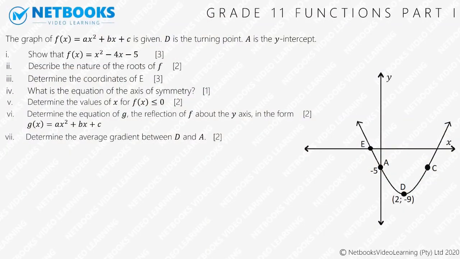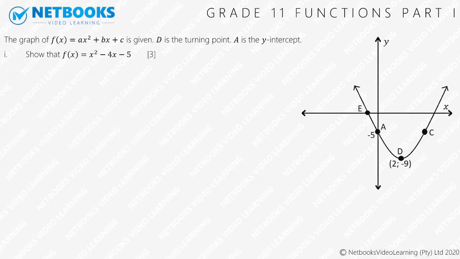Now, let's apply everything we've covered on parabolas to a question. We're given the graph of a parabola with 2 points indicated, the turning point and y-intercept. We're asked to show that f of x is equal to x squared minus 4x minus 5. We need to solve for 3 unknowns, a, b, and c. But we are only given 2 points. Is this even possible? Yes, since one of those points is the turning point.